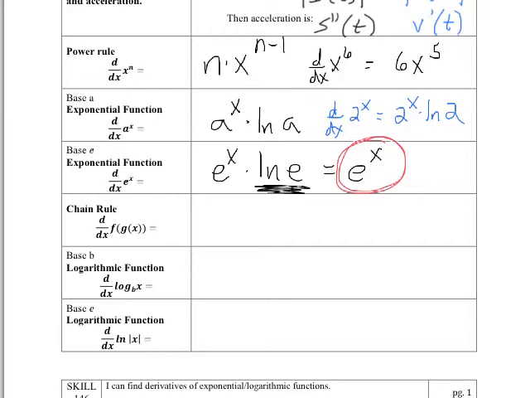A quick review of the chain rule. When we're taking the derivative of something that's the chain rule, we take the derivative of the outside and we multiply that by the derivative of the inside function.